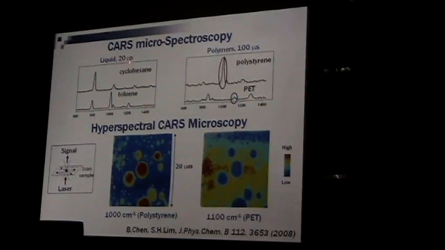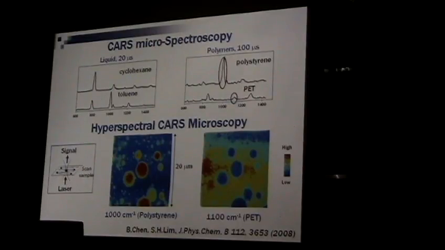At that time, the problem was you can take this in such a short time, but transferring the data from the CCD to the computer was slow. It took about 1 year to figure out how to fix it. First, we took all this spectrum at every spatial position, then just integrated the signal at 1,000 wave number, which is the polystyrene resonance. Then you get this one. This red is high signal, so you can see polystyrene is just from this domain here. Then if I look at the PET peak at 1100, the contrast is basically reversed.